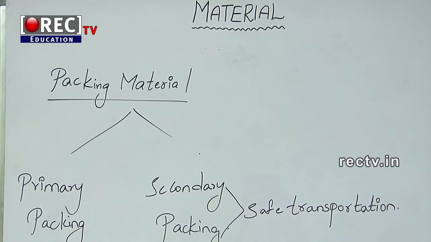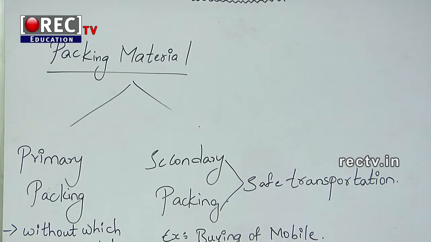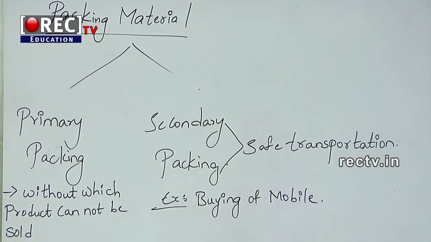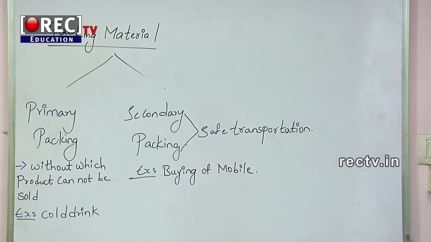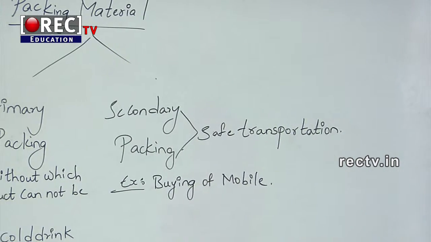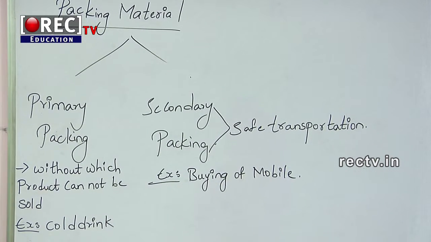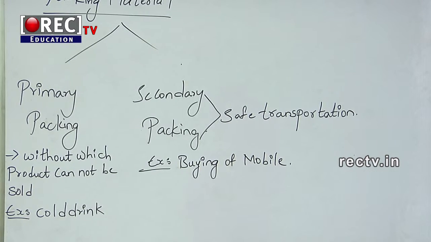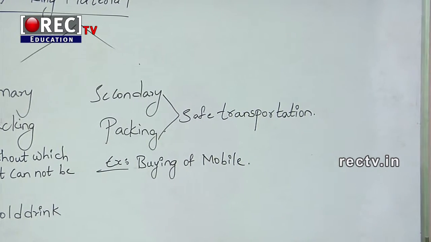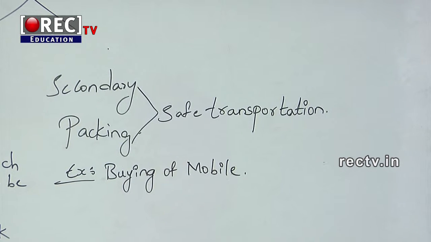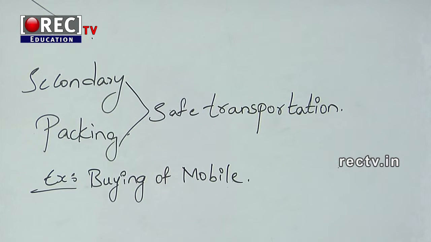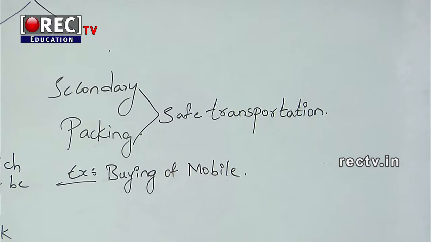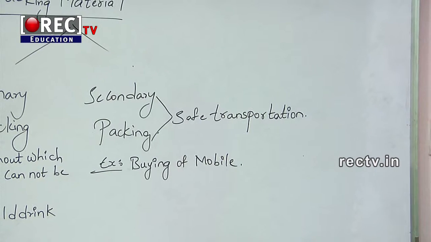Indirect material also includes packing material. Packing material is of two types. One is primary packing and another one is secondary packing. Primary packing is one without which product cannot be sold. For example, cool drink. The glass bottle used to sell the cool drink is the example of primary packing, and another one is secondary packing. This is the packing used only for safe transportation of a product. For example, if we buy a mobile from the showroom, the box used to safeguard the mobile is the example of secondary packing.